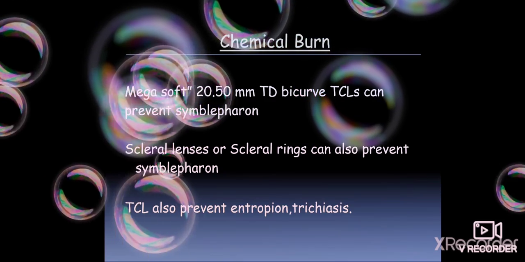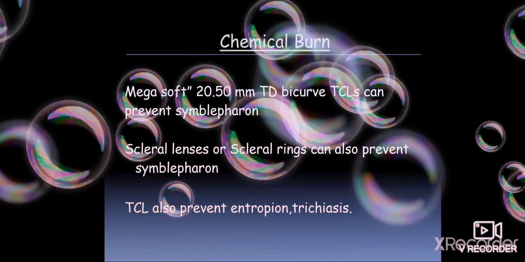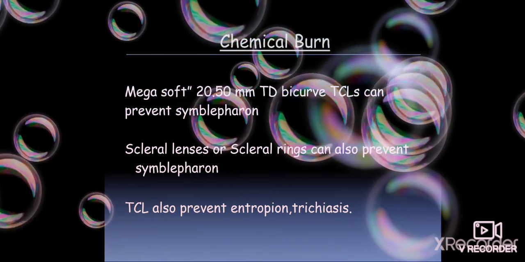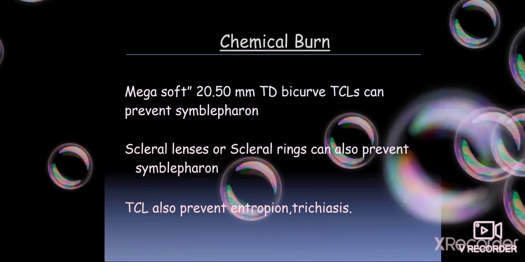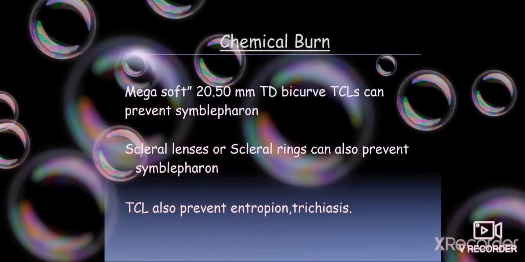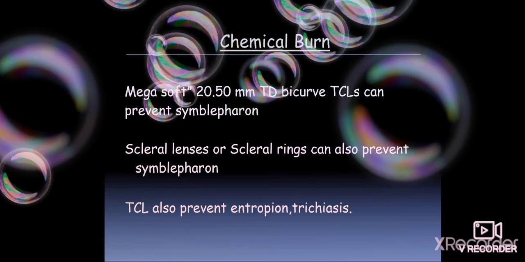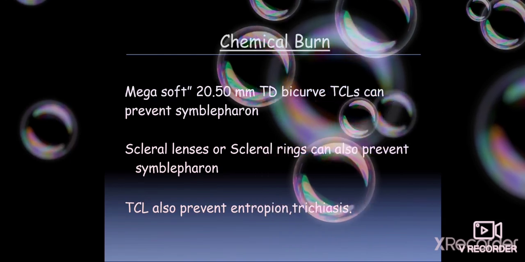Later, lenses such as Megasoft with 20.5 total diameter, a bicurve therapeutic lens, can prevent symblepharon. So what is symblepharon? Symblepharon is the adhesion that is formed between the palpebral and bulbar conjunctiva and the lens. Scleral lenses or scleral rings can also prevent symblepharon. Therapeutic contact lenses also prevent atrophy and trichiasis.